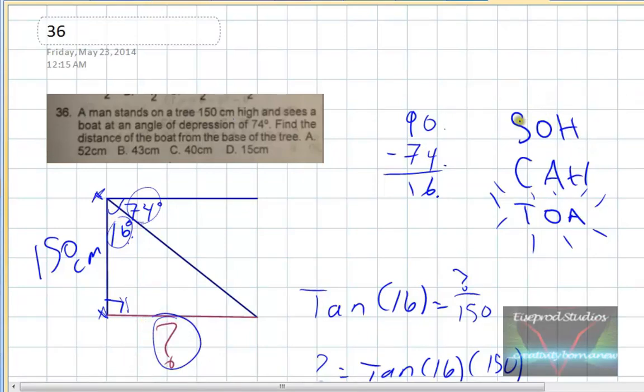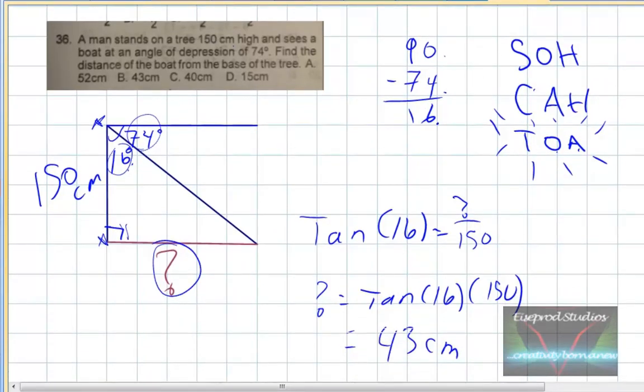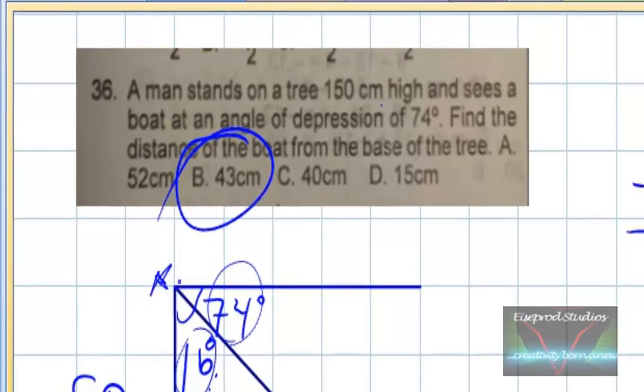So remember, there's SOHCAHTOA: sine, which is opposite over hypotenuse, cosine, which is adjacent over hypotenuse, and tangent, which is opposite over adjacent. This is going to be our best option for the information that we have. So the tangent of 16 degrees is going to be the opposite side length, which we don't know yet, over the adjacent side length, which is 150. And so then we're going to solve for the side length that we don't know yet, and then you do the math, and your answer will be 43 centimeters.